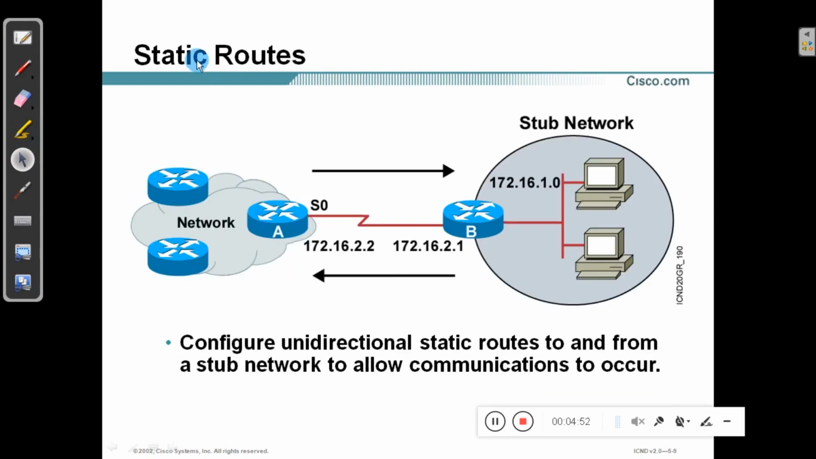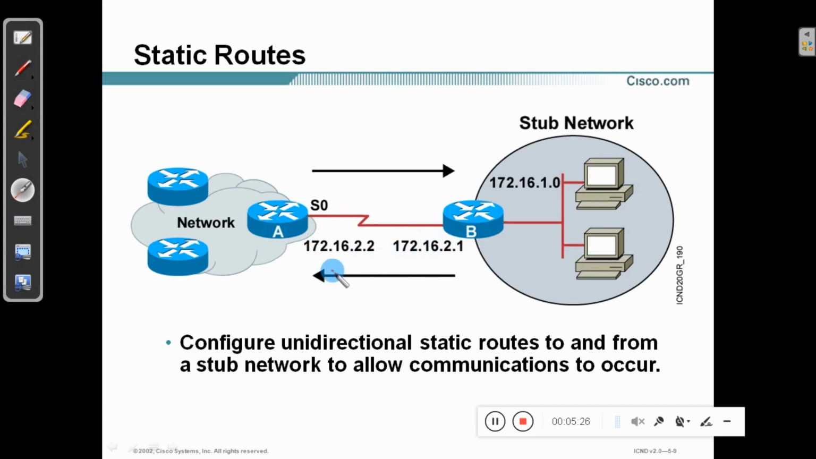Now, before moving on, let's see how to configure static routes. In the diagram you can see this network is connected to the stub network. A stub network means a network which has only one exit and entry. So this has only one exit and entry, you can see. This network is connected to this network. Here the network administrator can configure both routers because he knows about this stub network. It has only one entry, there is no multiple entry for this network. In that case, the administrator can configure static routes.